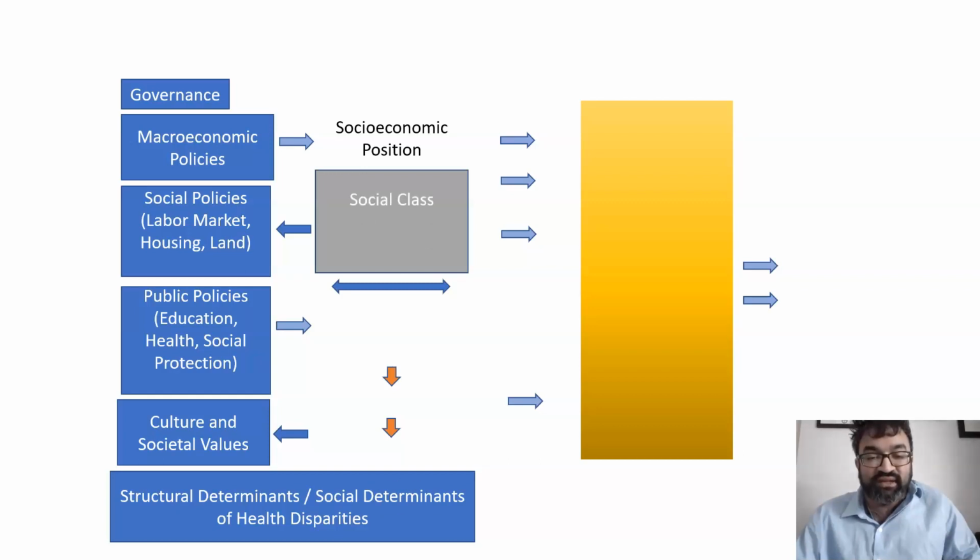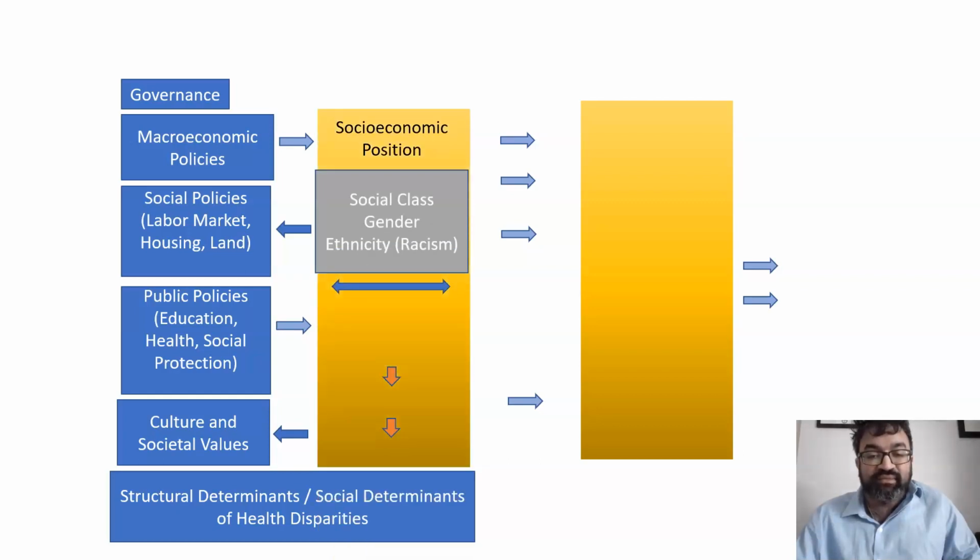The next column that I want you to put your attention to is socioeconomic position. These three aspects have been determined to determine socioeconomic position: social class, gender, and ethnicity. And this is unique to the World Health Organization context of the social determinants of health framework. This is actually incorporated into the figure.